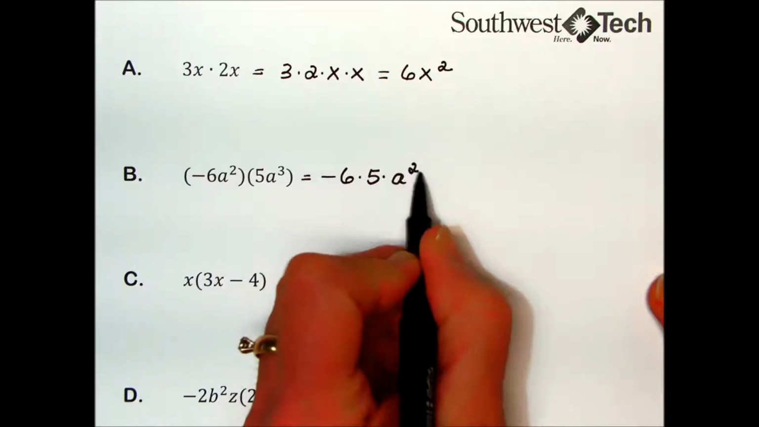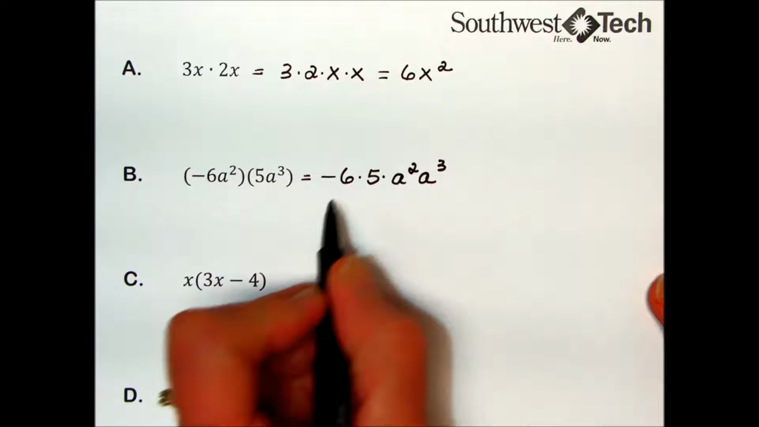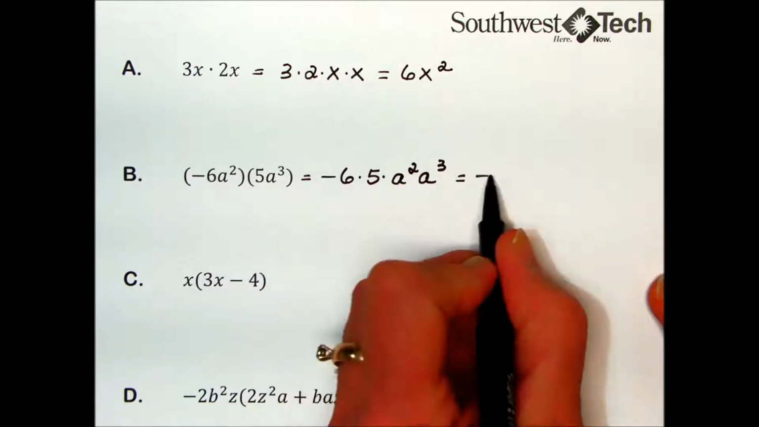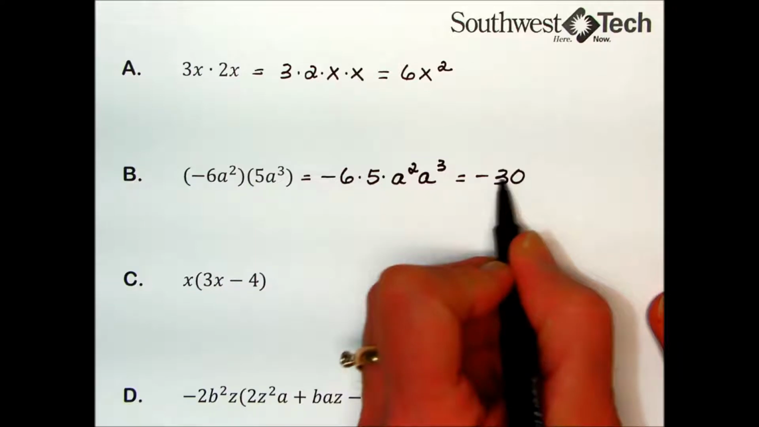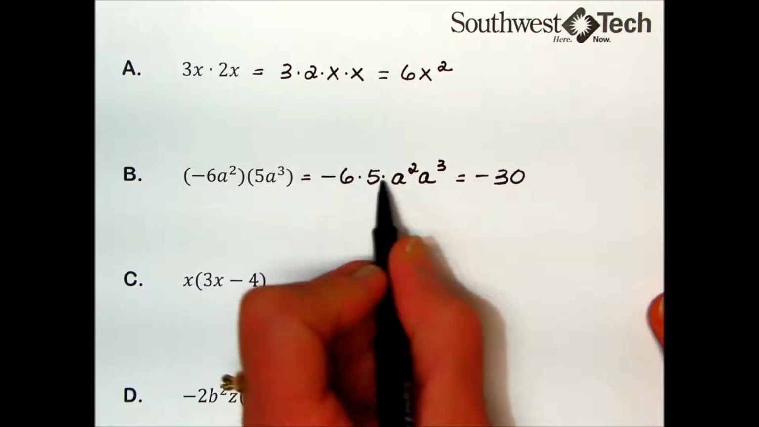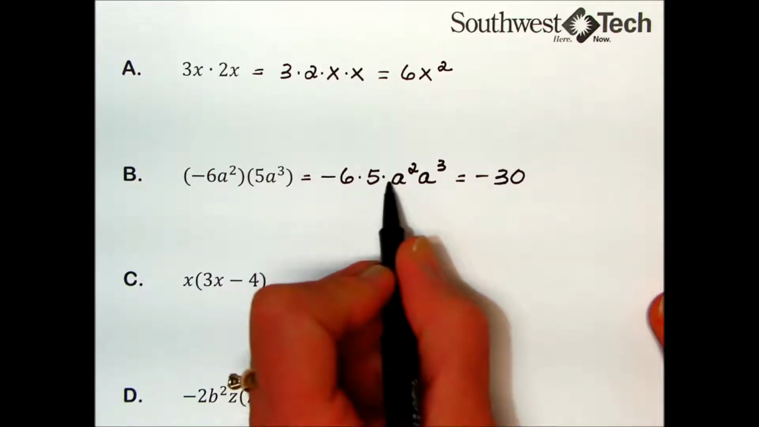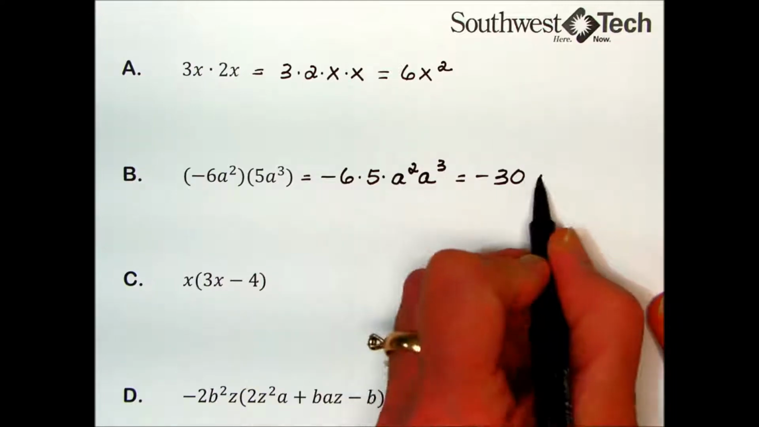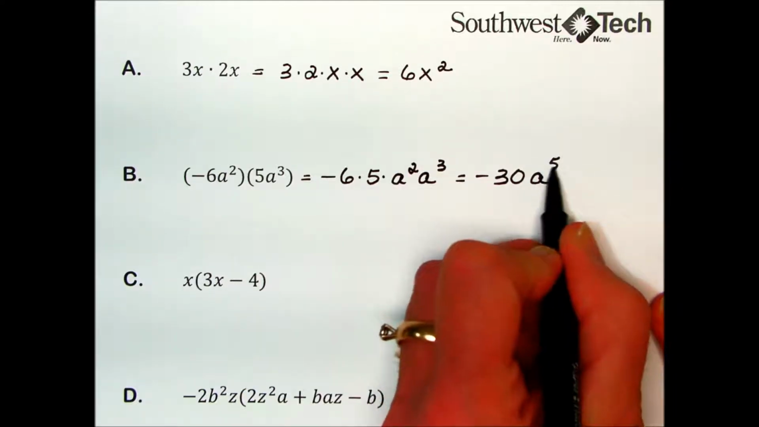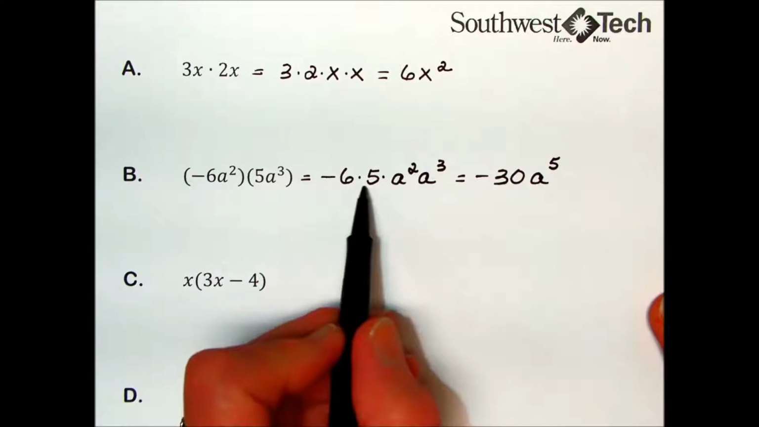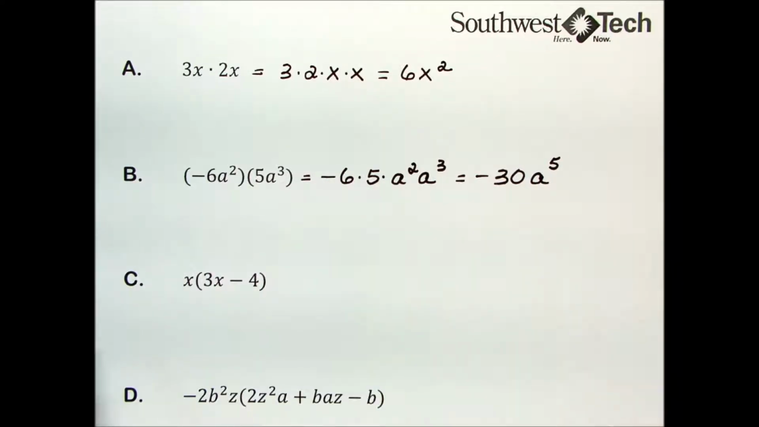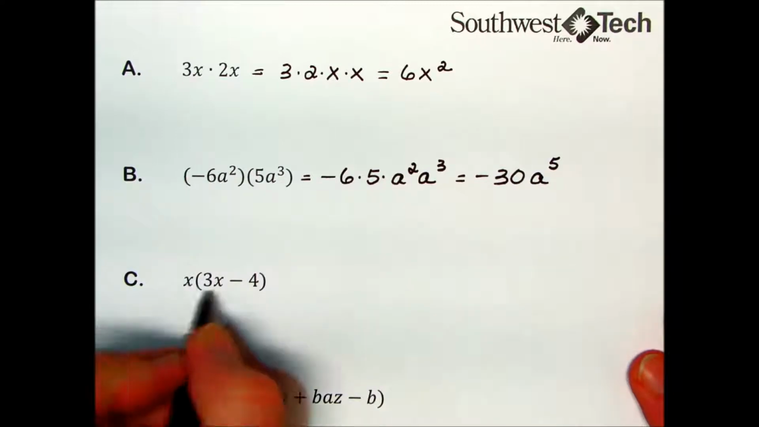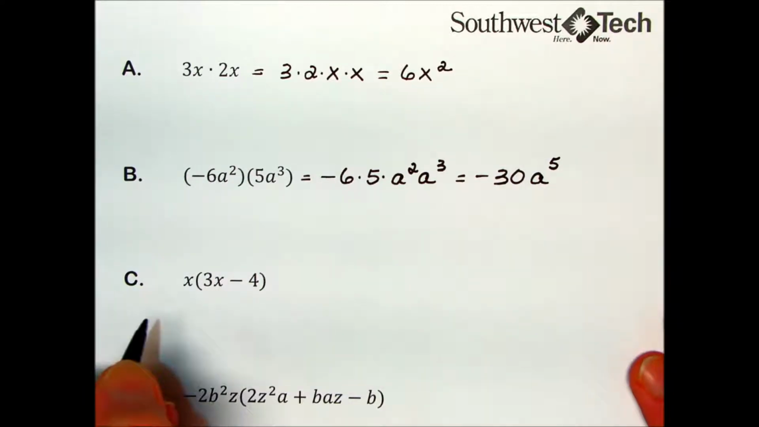We can use our commutative property to rearrange the values to put like terms together, a negative times a positive. For our integers, 6 times 5, 30, and common bases multiplied together, we add the exponents. And again, mentally, hopefully at some point you can do this without writing it down, but to illustrate that, I've written it. This one, we have a monomial times a binomial.